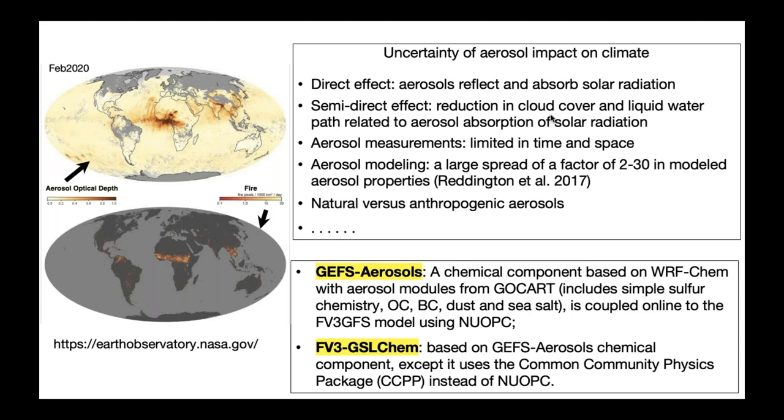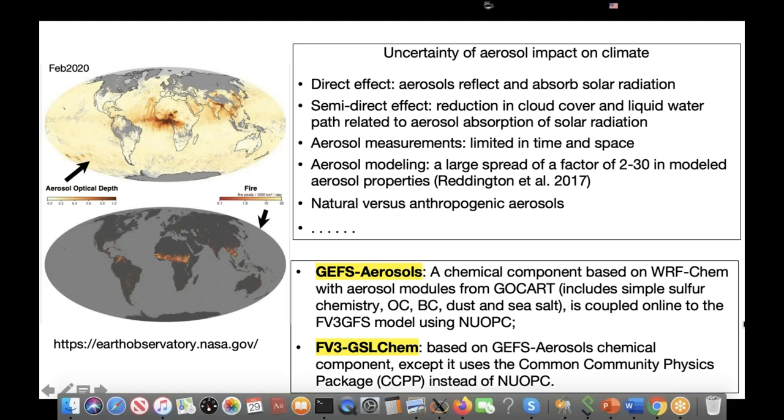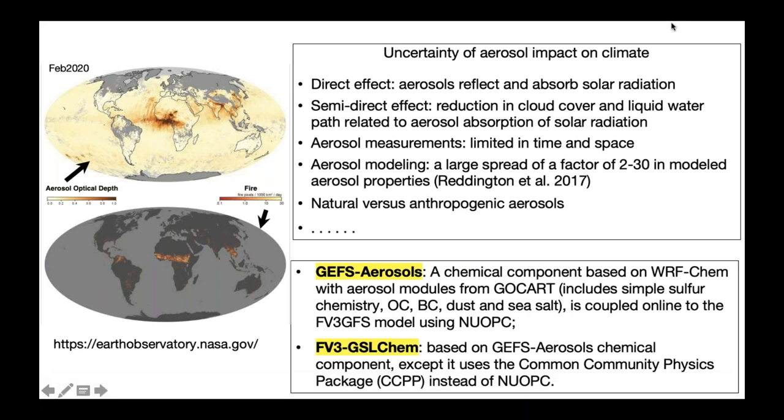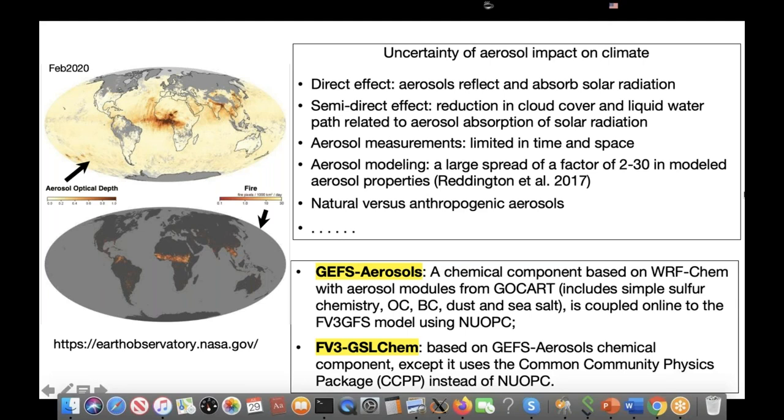As we have heard in the past few days, GEFS-Aerosols is a chemistry component based on WRF-Chem, using the aerosol modules from GOCART, and it is coupled to the FV3 GFS using NEMS. This model is going to be operational at NCEP very soon. What we are using in this study, I call FV3 GSL CAM. It is based on GEFS's aerosol chemical component, except it uses CCPP, the Common Community Physics Package, instead of NEMS. While the GEFS aerosol code is frozen for operational purposes, the CCPP version is still under development.